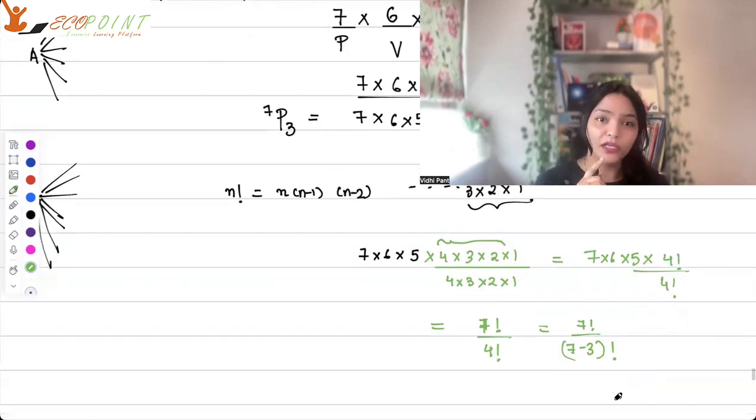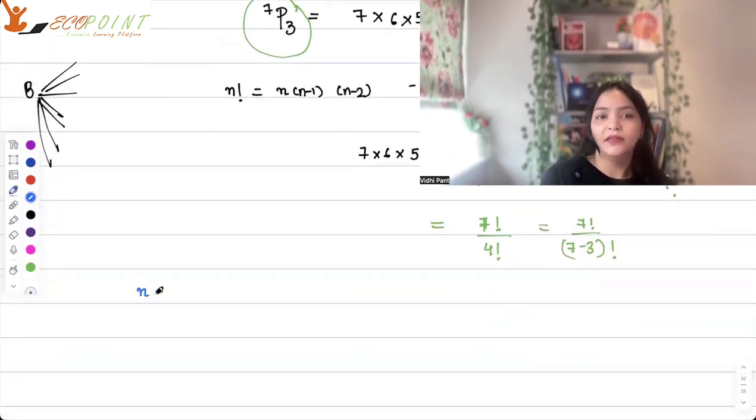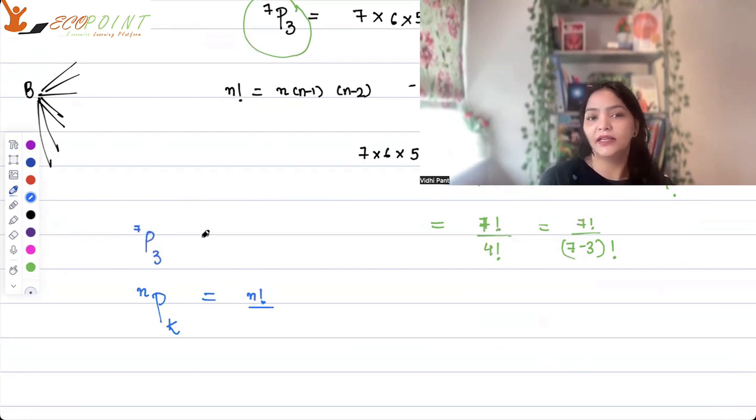अब मैंने 3 क्यों चूज किया? क्योंकि 3 मेरे पास यहाँ पिक्चर में है ना. Actually, we were permuting 3 out of 7, right? So that's the relation. So whenever you have nPk, you can use the formula of factorials as n factorial upon n minus k factorial, like 7P3. इस एग्जाम्पल से आई थिंक बिल्कुल क्लियर हो गया होगा.